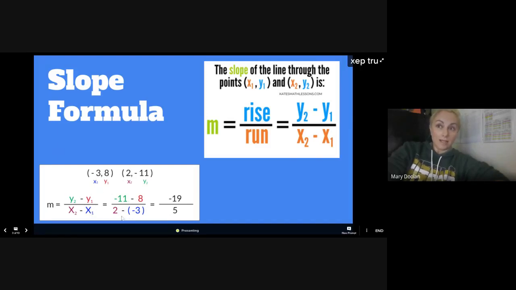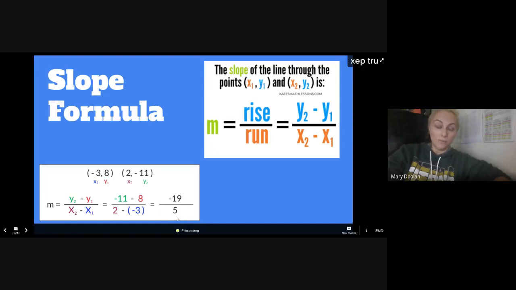Notice that the ordered pair that you had has now been stacked. Okay, the green -11 and the purple 2 are from the same ordered pair. The red 8 and the blue -3 are from the same ordered pair. That has to be true. This would work out exactly the same if I instead changed which one of these points was the first ordered pair and which one was the second ordered pair. It would still simplify when you're all done doing your calculations all the way out to -19 divided by 5.